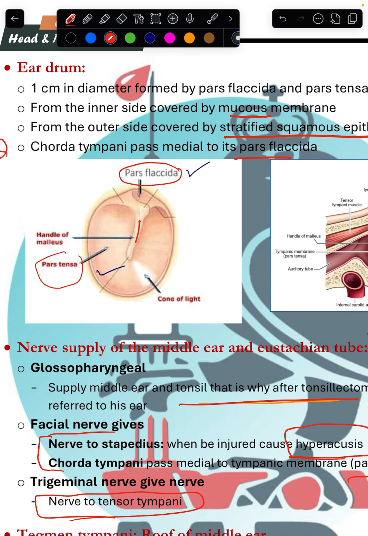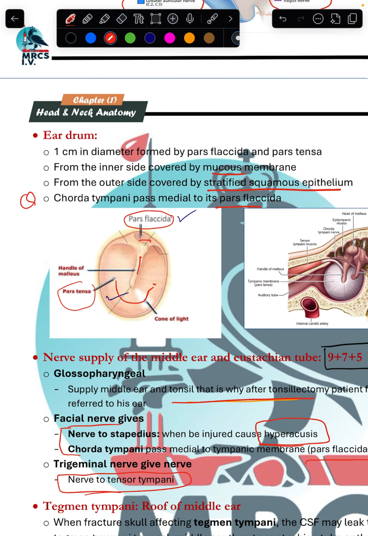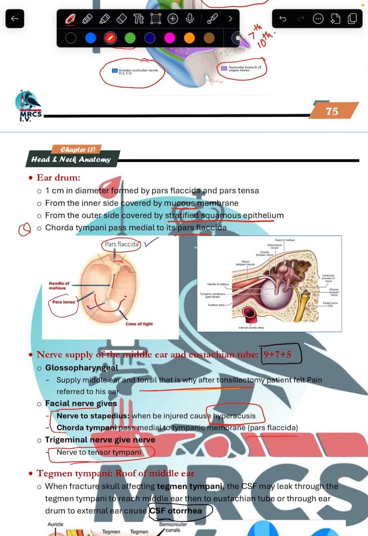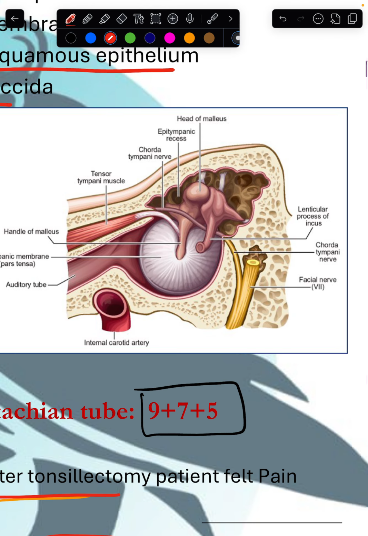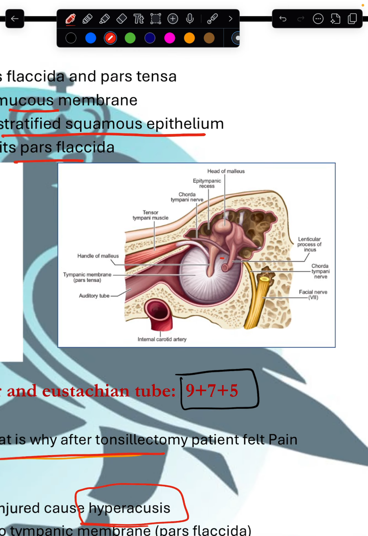This one is the handle of the malleus, and this is the flaccid part. This is the tense part. Cone of light, 1 centimeter in diameter. From the inner surface, you see there is lining by the mucous membrane. The outer surface is stratified squamous epithelium. Chorda tympani passes like this. There is the chorda tympani. You can see the course is passing near the fascia.